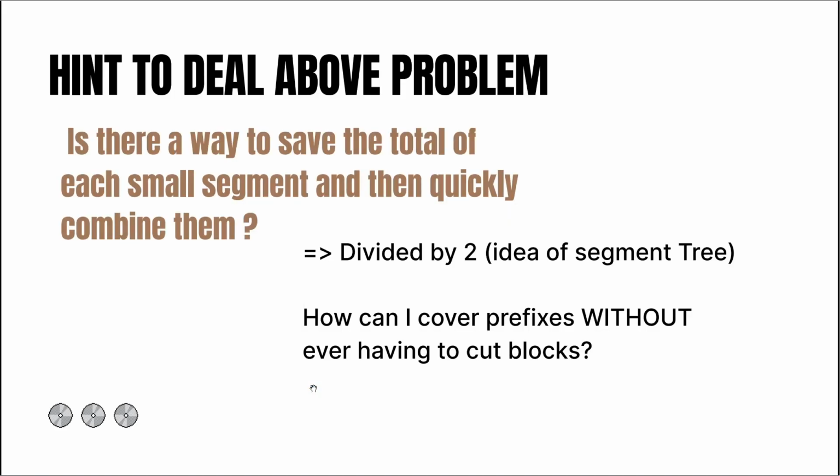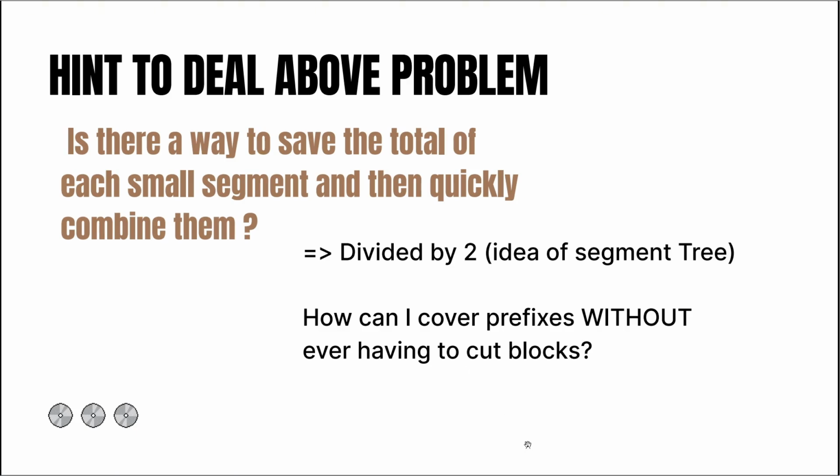Okay, now we move to the main problem. We want to calculate sums efficiently. So instead of computing from scratch every time, can we store the sum of small segments and reuse them? The idea is similar to a segment tree, where we divide into smaller parts. But here we don't split arbitrarily. Instead, we try to cover the prefix using predefined blocks. This helps avoid recomputing and makes operations faster.